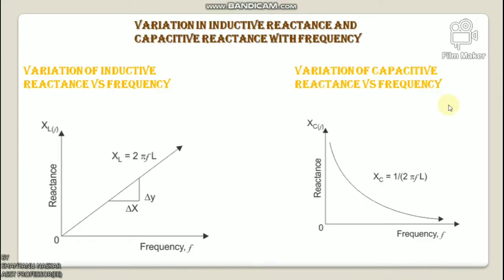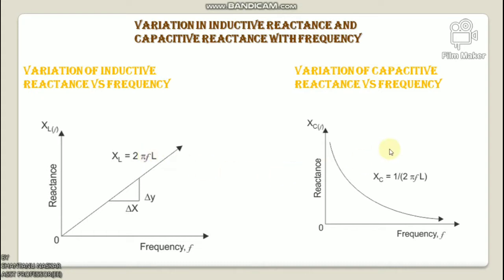Now I will discuss variation in inductive reactance and capacitive reactance with frequency. So first, variation of inductive reactance versus frequency. We know that inductive reactance XL equals 2 pi f L, which means inductive reactance is directly proportional to frequency, that is, XL is proportional to frequency. When the frequency is 0, or in case of DC, inductive reactance is also 0.